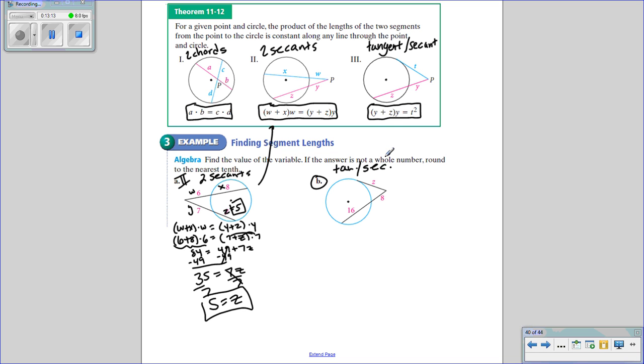All right, so that's going to be this formula. Let me write out my formula: y plus z times y equals t squared. Let me label these. t is the tangent portion, so that's t. This would be my y. This would be my z.